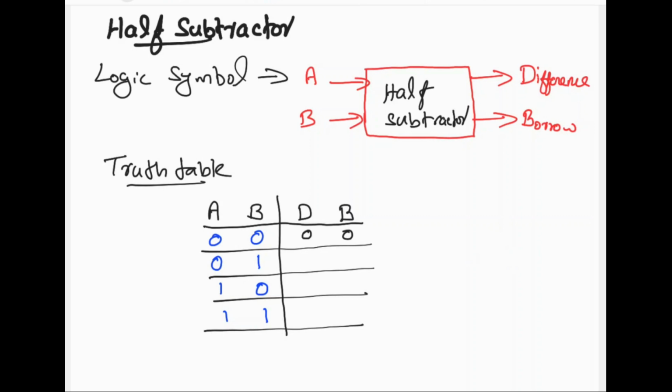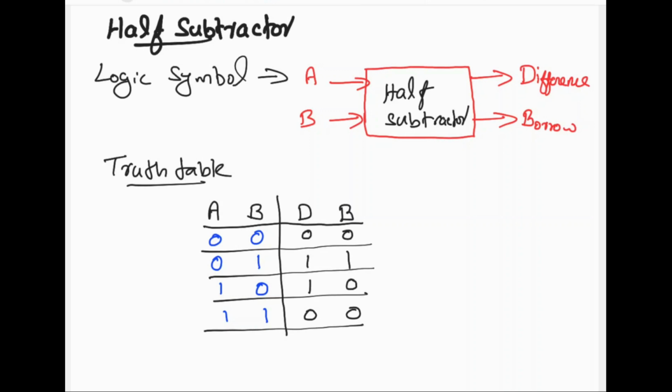So whenever we see 0 minus 1, in the binary case only 0 and 1 are there, put a borrow, because without borrow you cannot subtract, because 0 is smaller and 1 is larger. So 0 minus 1, the difference is 1 with a borrow 1. Now 1 minus 0, difference is 1. Actually there is no need of borrow. And 1 minus 1, difference 0, borrow 0. This is the truth table.